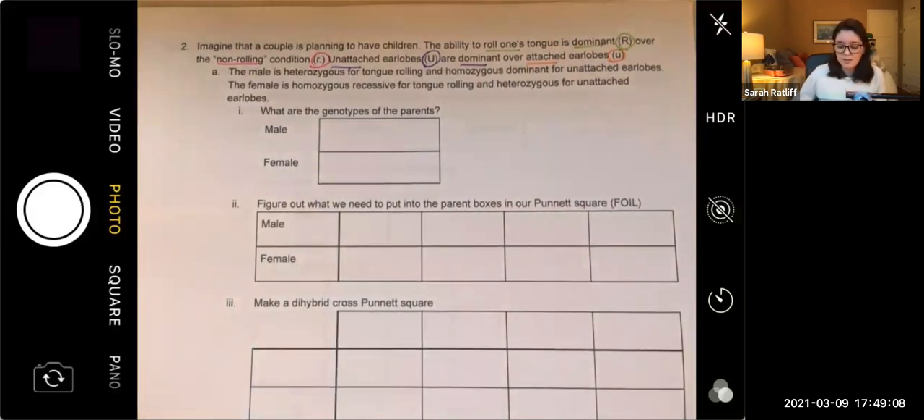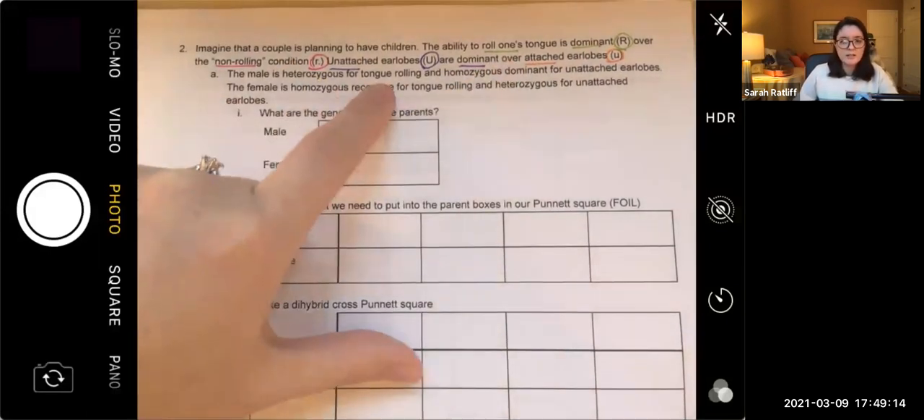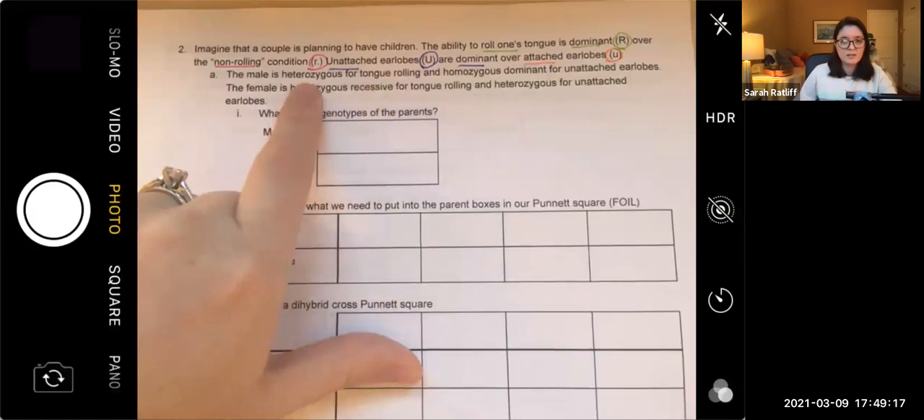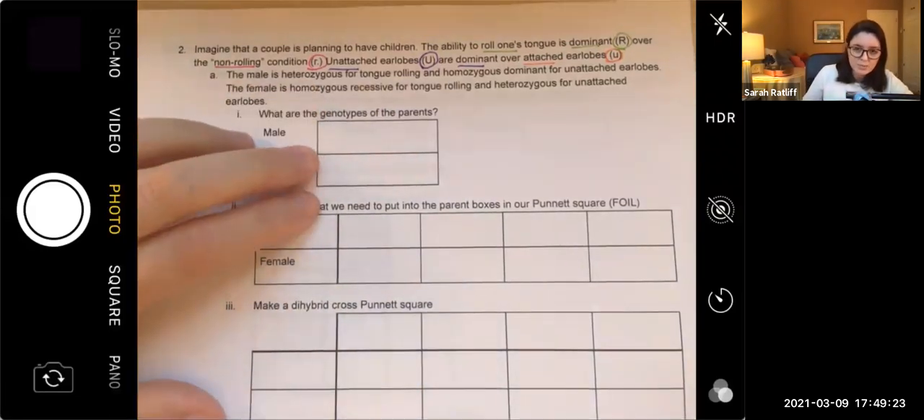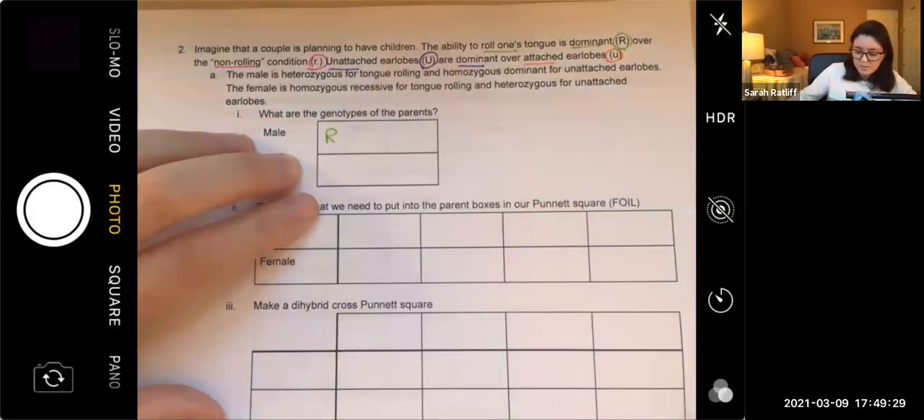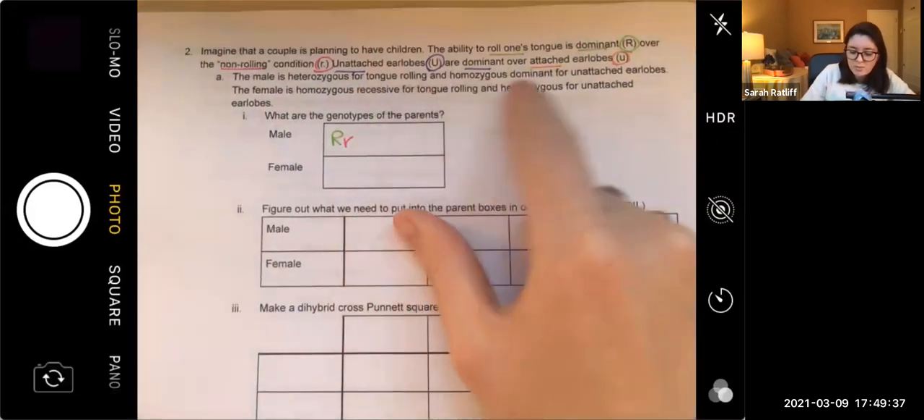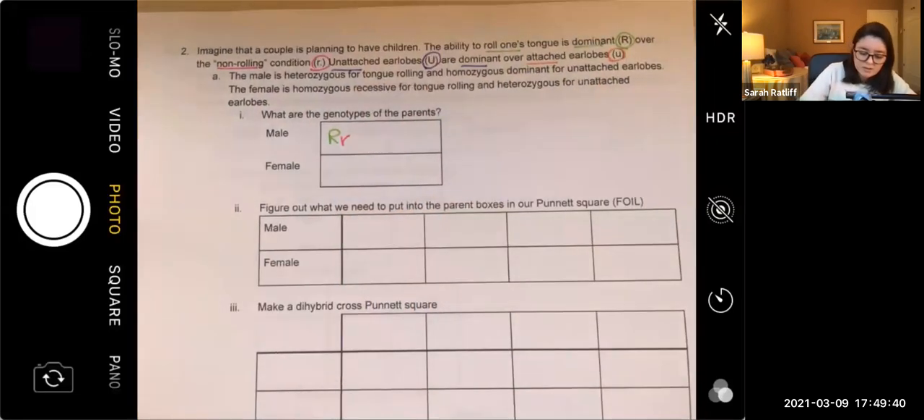All right, let's get out my colors. Rolling the tongue is dominant. He can do that, but he is heterozygous. That means he's going to have one of each capitalization. So one big R for rolling the tongue, and when I use pink, one little r because he is heterozygous, and he is homozygous dominant for unattached earlobes. Great, that is big U, big U. Homozygous dominant, homo means the same capitalization, dominant means capital uppercase U.